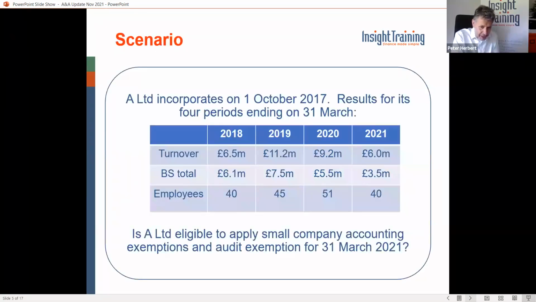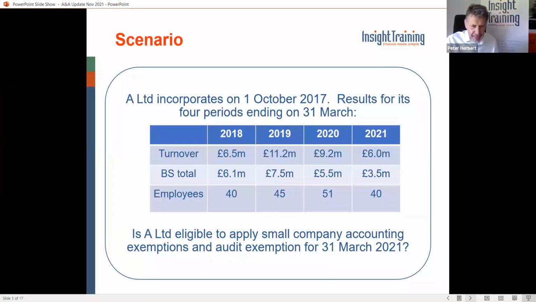Let's look at an example. This is looking at the boundary between small and medium. So A Limited incorporates on 1 October 17, results for its 4 periods ending on 31st of March 18, 19, 20, and 21 are given. And the question here is, is A Limited eligible to apply the small company accounting exemptions and able to avail itself of audit exemption for 31st of March 21?